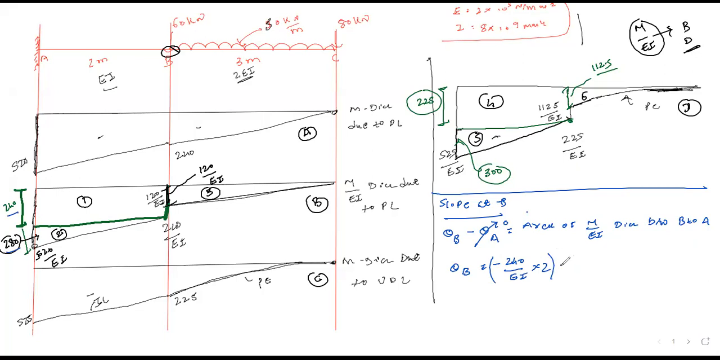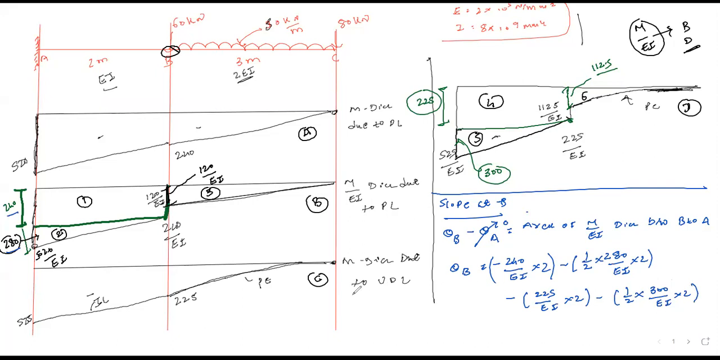Let's take the second: minus 1/2 into 280 divided by EI into 2. Then minus area number 1, area number 2, area number 4 and area number 5 will come. Let's consider area number 4: minus 225 divided by EI multiply by 2, minus 1/2 into 300 divided by EI into 2. Yes or no? Please confirm.